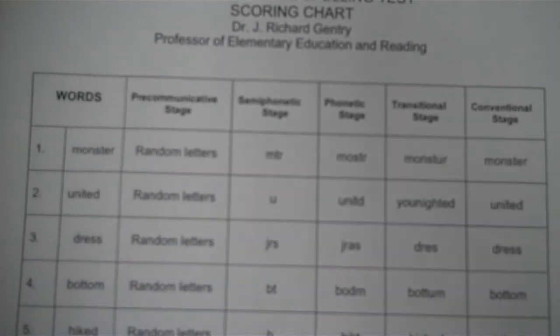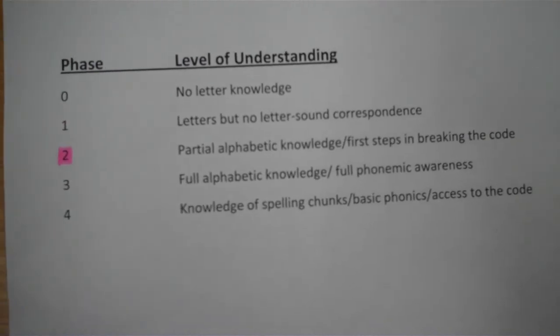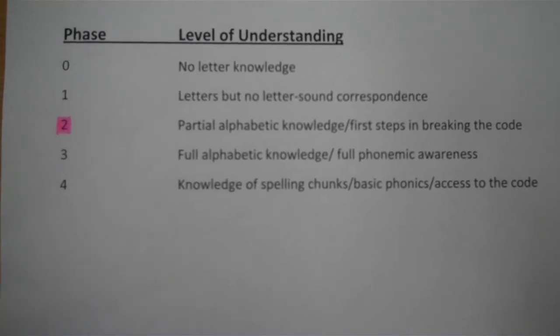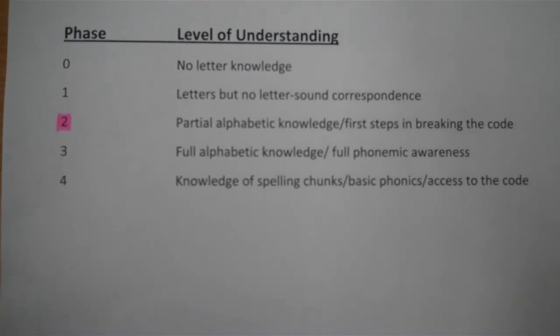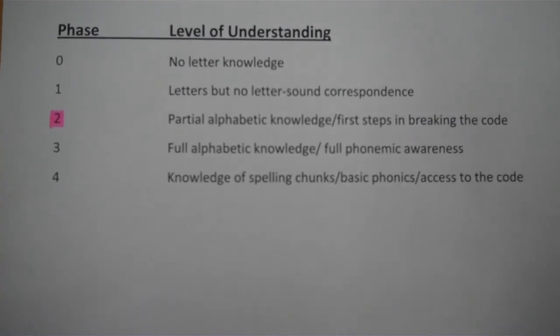Now what the scores mean, it helps you to see their level of understanding, and it is important to know that Phase 2 is an end-of-the-year benchmark for students in kindergarten, and a child who is not writing with partial representation should receive some intervention to keep them from falling too far behind.